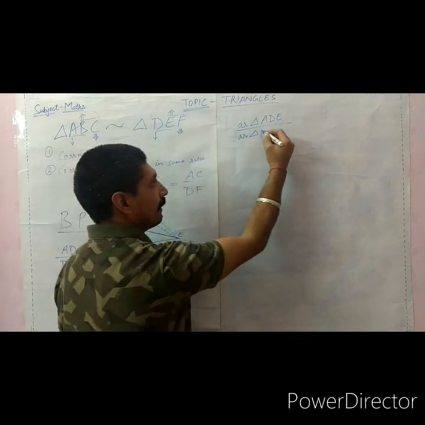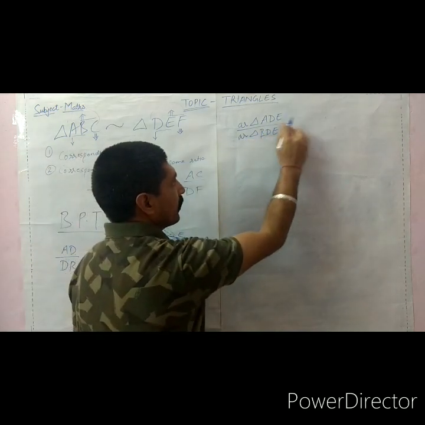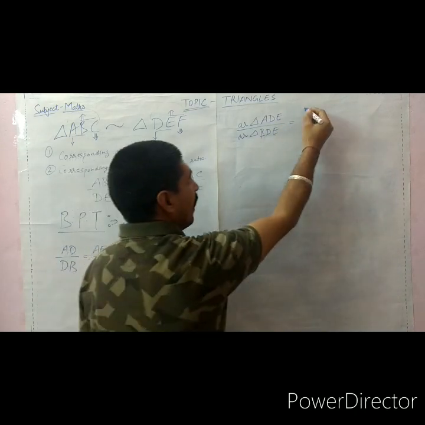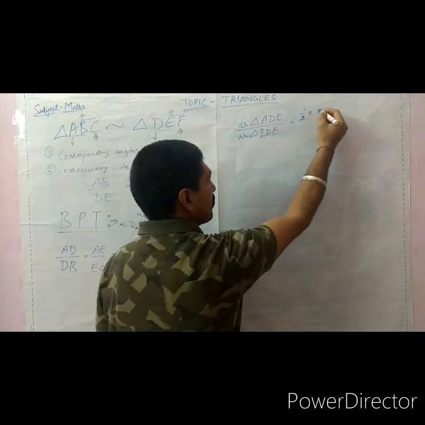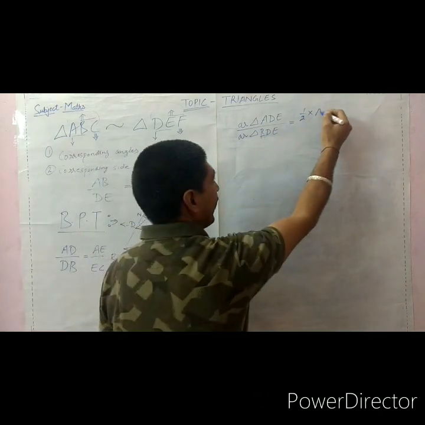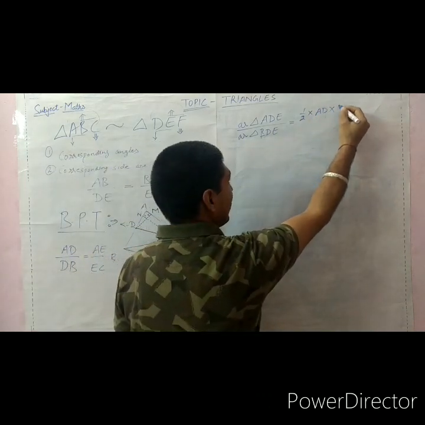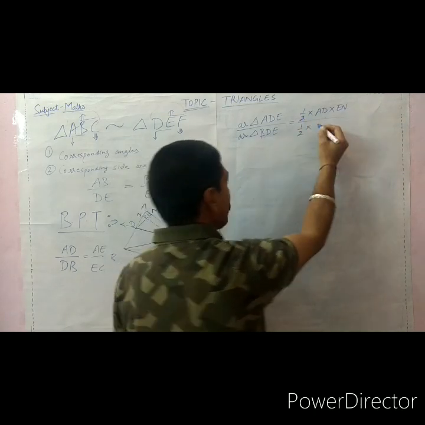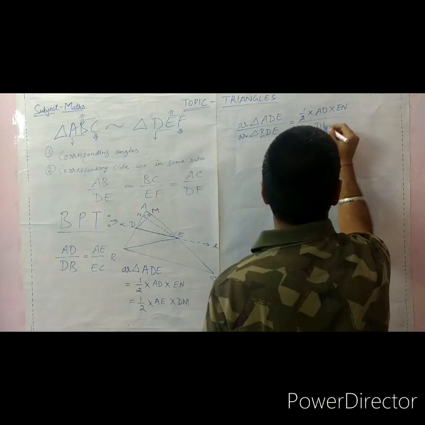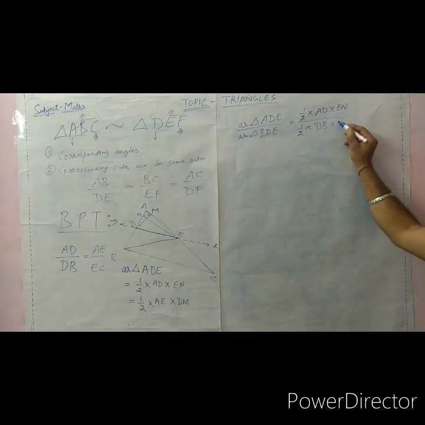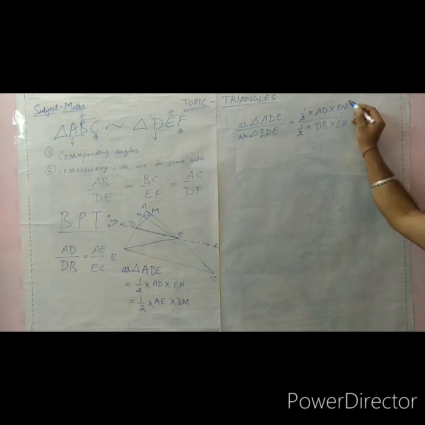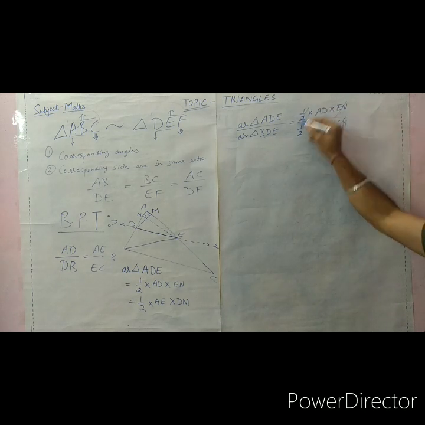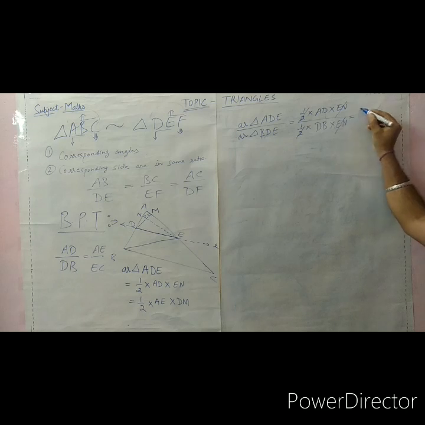Triangle BDE. Here area is half, its base is AD, and the altitude is EN. Whereas its area is half, base for this side is DB into altitude is same. Here EN cancelled, half cancelled, and we are left with AD upon DB. This is equation number 1.